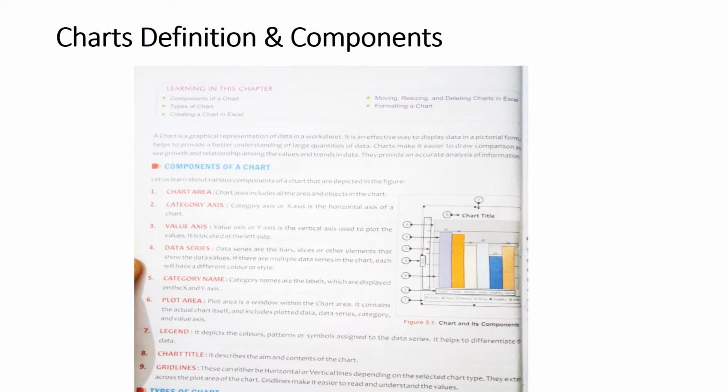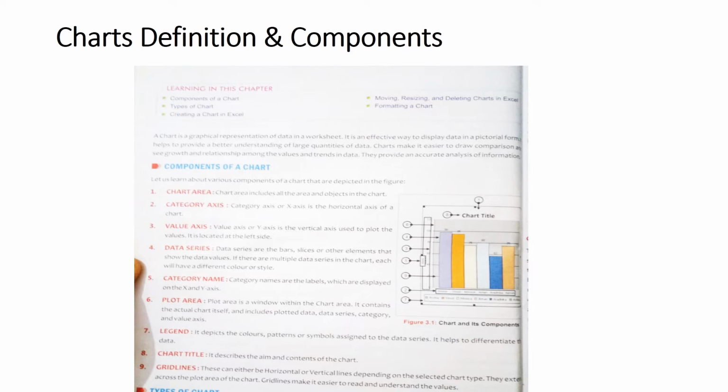Here the data values represent the names and marks of students, and all these data series have different colors and different shapes. Like for a bar chart, the shape of the data series is a bar. For a pie chart, we have a pie as the type of the data which they are going to represent, and they have different colors.